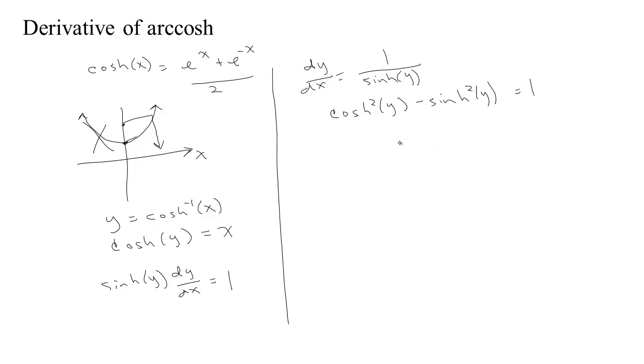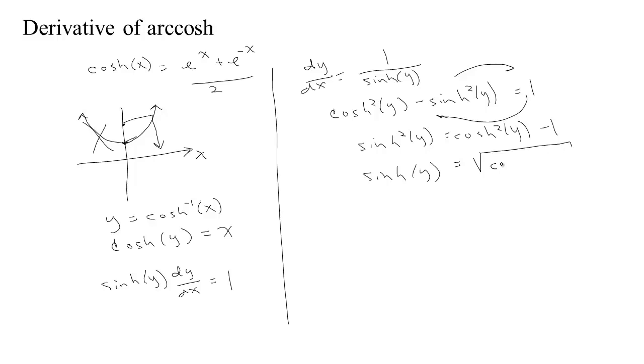is equal to 1. So therefore the sine squared of y, if I move that over and bring this 1 over, is equal to the cosine squared of y minus 1. So the sine of y is equal to the square root of the cosine squared of y minus 1, well, technically the plus or minus square root of the cosine squared of y minus 1.